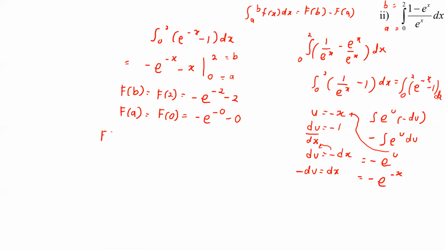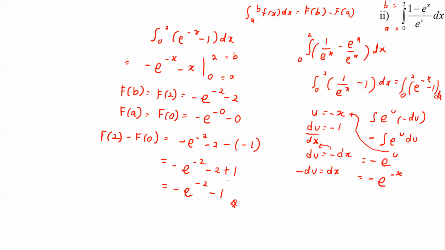Okay. So F(2) minus F(0) is equal to negative e^(negative 2) minus 2 minus. Okay, any number to the power of 0, you will get 1, right? So this one is equal to negative 1. So negative e^(negative 2) minus 2 plus 1. So you will get negative e^(negative 2) minus 1. Okay. So this one is our answer.